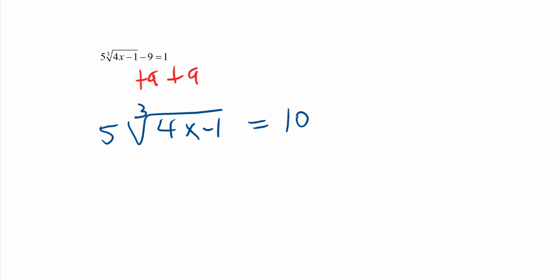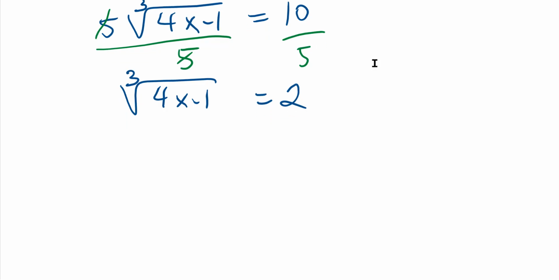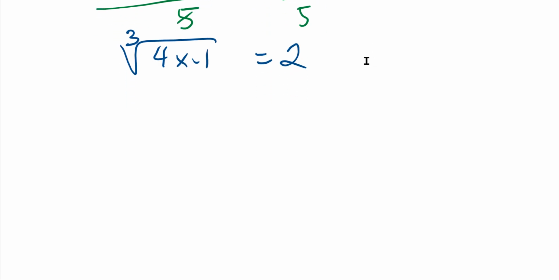Be careful. You have to isolate the radical. I see many students do the wrong next step. The radical is not by itself on this side yet. There's still a 5 out there. So the next step is to divide both sides by 5. When you do that, the 5's cancel. You get the cube root of 4x minus 1 equals 2. Now the radical is by itself.